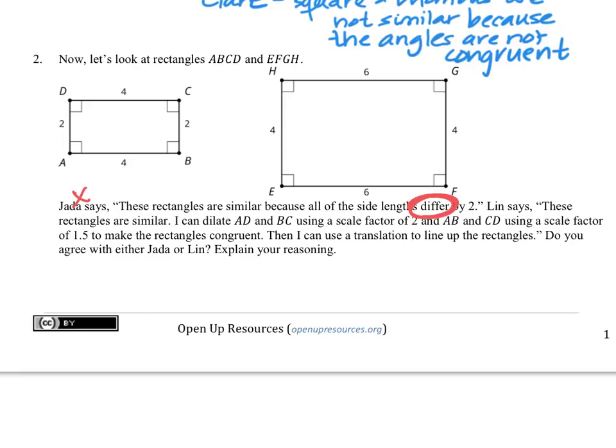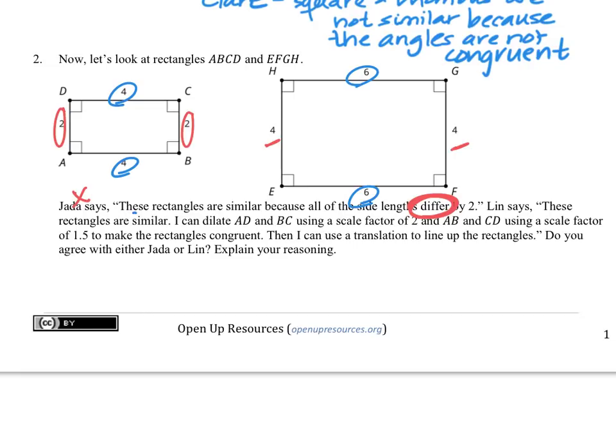Looking at Lynn's explanation, she says that these rectangles are similar. She says that you can dilate AD, which is 2, and BC, which is also 2, by 2 to map to EH and FG. Then she says that you can take the side lengths of AB and CD, which are 4, and scale that by 1.5 to make the rectangle on the left map to the rectangle on the right. But to be similar, these ratios need to be consistent.